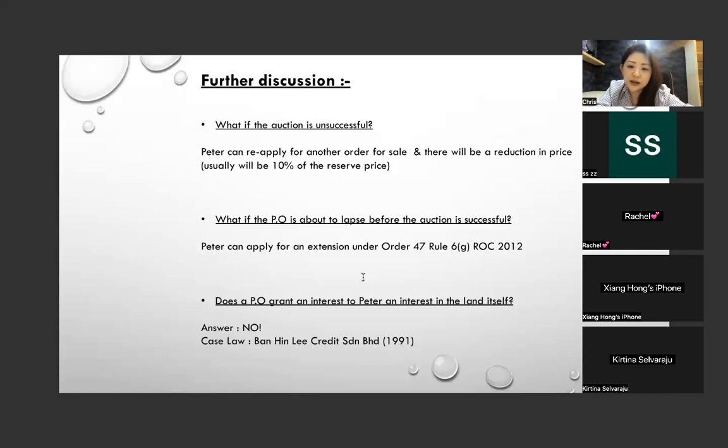So it might actually drag. It might drag for a few weeks, few months. So you need to pay attention to the PO itself. If, let's say, the PO is going to lapse before you can actually auction off the property, you need to apply under Order 47, Rule 6, Sub G.